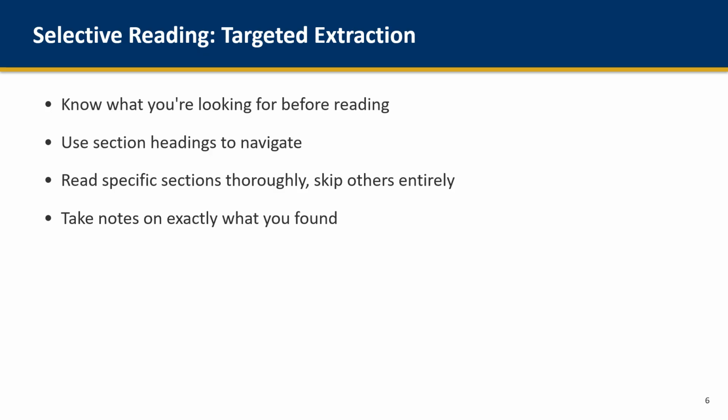Use section headings to navigate to relevant sections. If you need methodology, go to the methods section. If you need their findings about a specific variable, go to results and search for that variable. Don't read sequentially when you need specific information. Read relevant sections thoroughly while skipping others entirely. You might carefully read the methodology and completely ignore the discussion if your purpose is methodological. It's okay to ignore sections that don't serve your purpose.